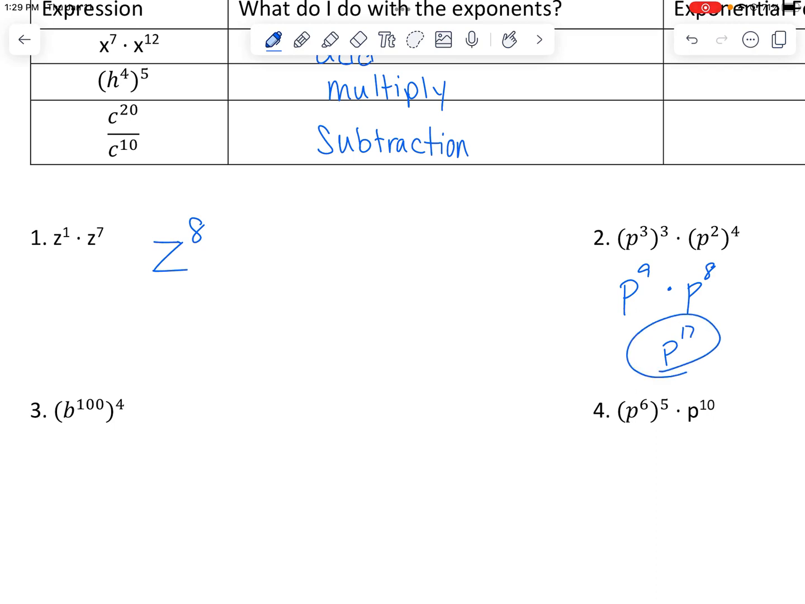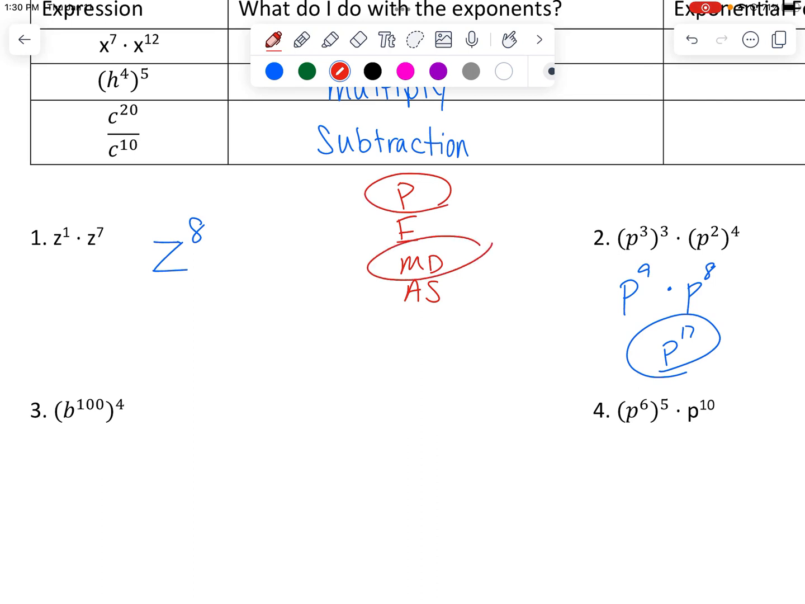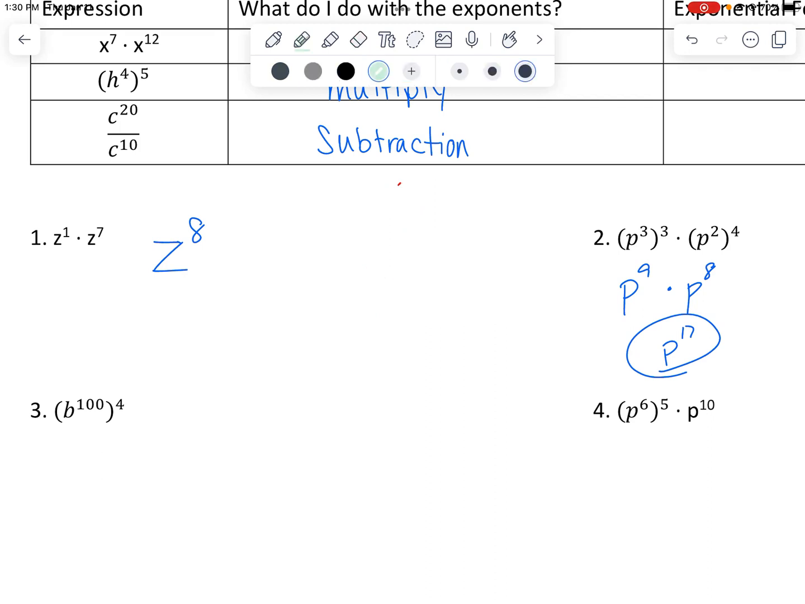We have to do parentheses first. So I have to do those parentheses first. And then I have to do my multiplication or division. So if you think of your order of operations, I have to do parentheses first, then multiplication, then addition. That's the key, is remembering that order in which we do these operations.